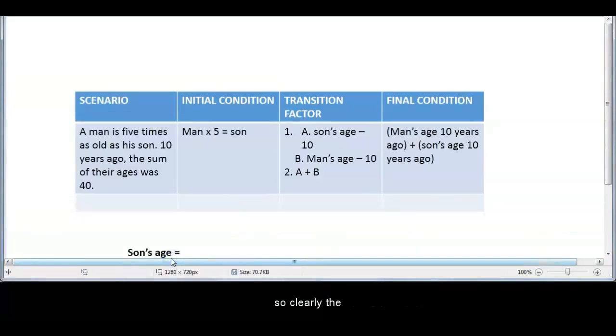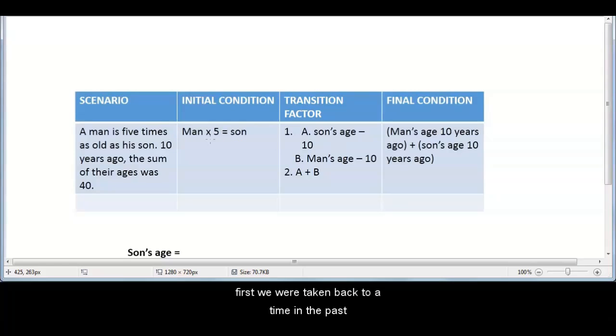So clearly we have a table here to illustrate the different categorizations. Clearly the subject of this sentence is a man and his son. The initial condition is that the man is 5 times as old as his son. That is the initial condition of the man and his son, the subject of the sentence. Then two things happened.